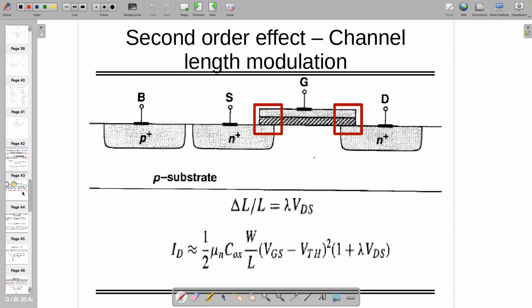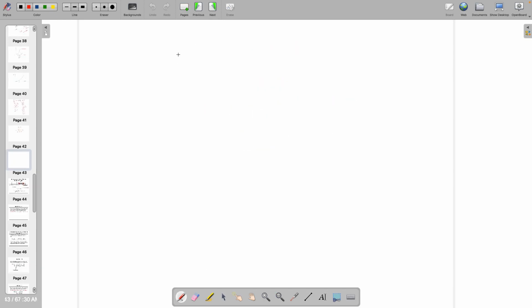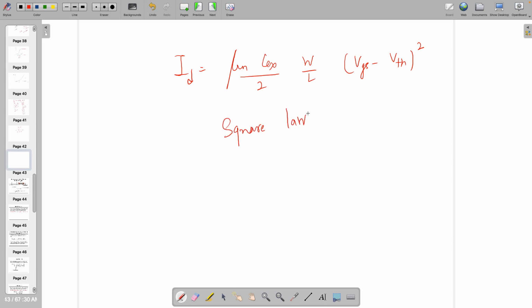Okay, so now let's talk about various second order effects which are not actually given in the square law equation. If you remember, the square law equation is as follows. It's ID equals mu n C ox by 2 times W by L times (VGS minus VT) squared. Right? So this is the square law equation. It's an approximated one.